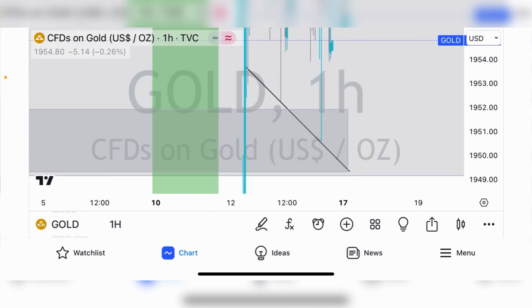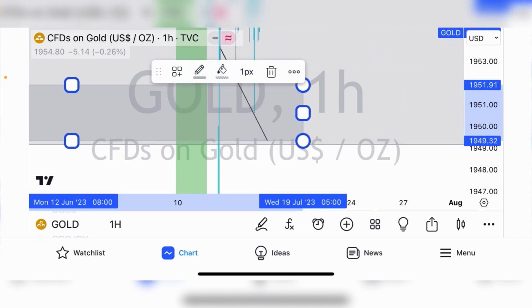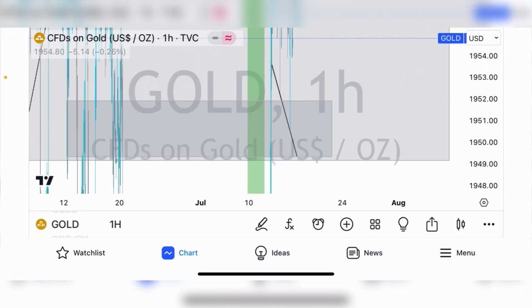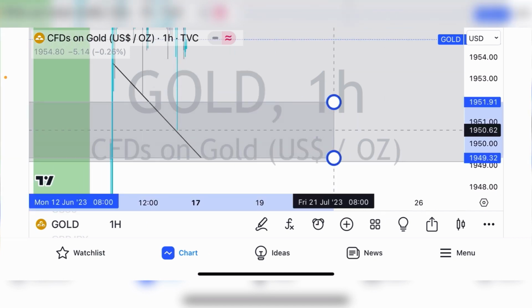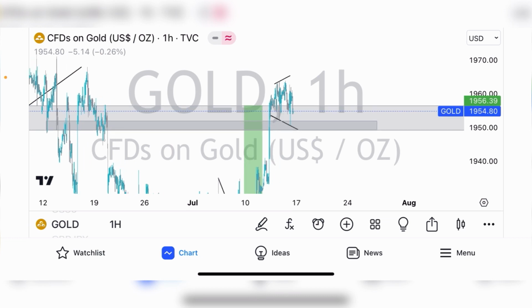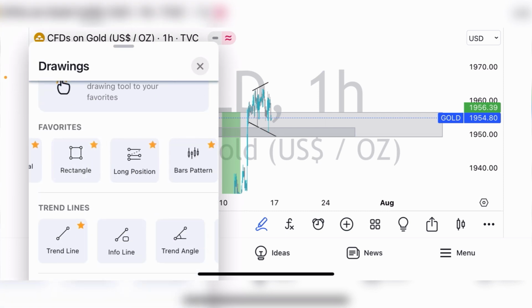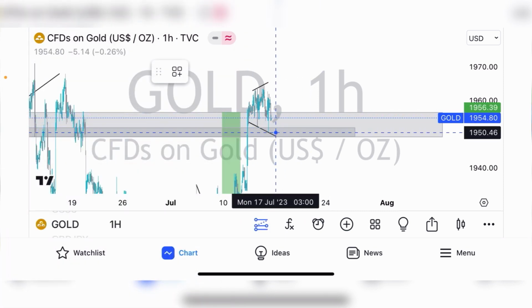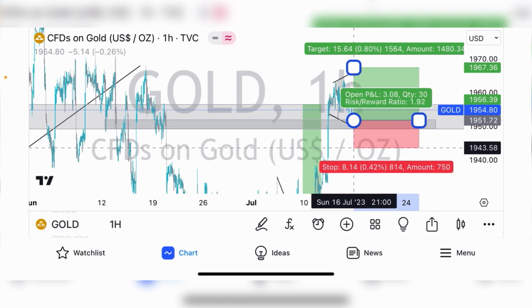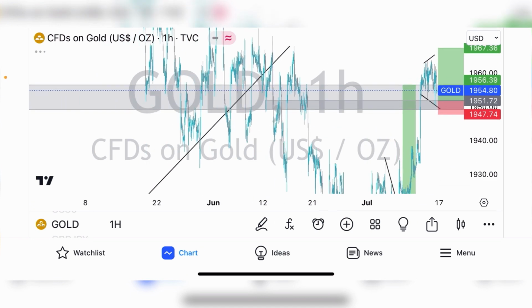What I see on gold is that the market is going to come retrace around here. It might still come around this zone for more retracements, on the zone, and we're going to have another buy trade from here.